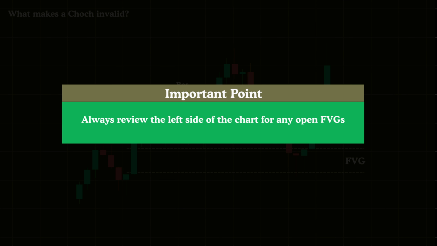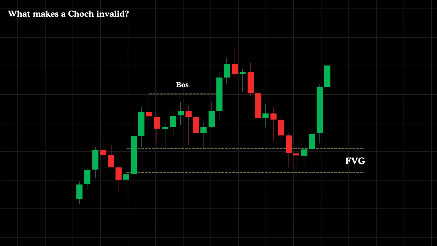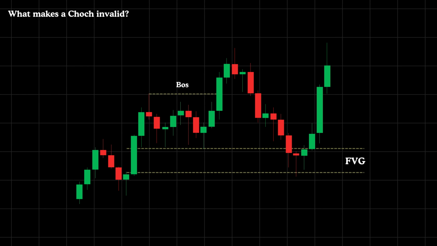The takeaway is simple: always review the left side of the chart for any open FVGs. This helps you separate a simple gap fill from a legitimate shift in market direction. By doing this, you'll steer clear of false signals and stay aligned with the broader trend. Now that we've covered this, let's move on to the next concept.